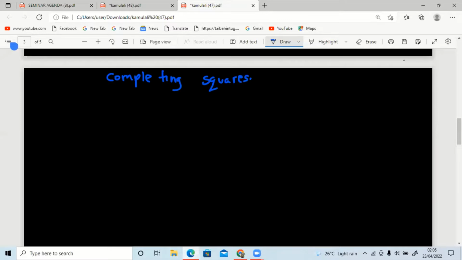Always look out for the easiest route to use. However, whenever they specify that you complete the square, meaning that you have to look at that method, that is the method they want you to use. How do we use it? When it comes to completing the square, we know very well that our quadratic equation is always given in this form, ax squared plus bx plus c is equal to 0.